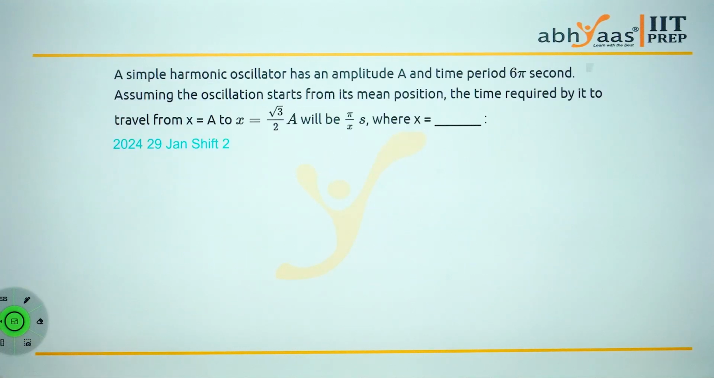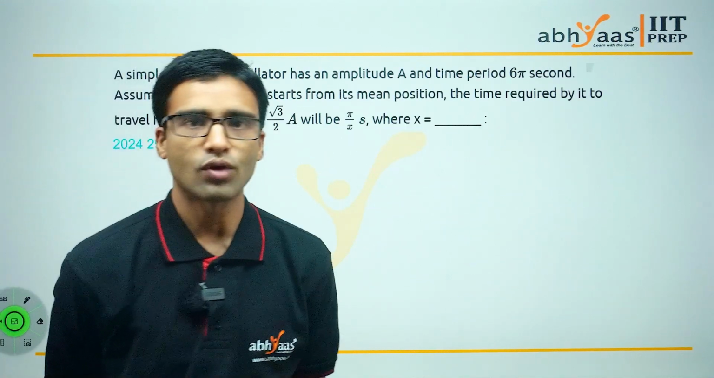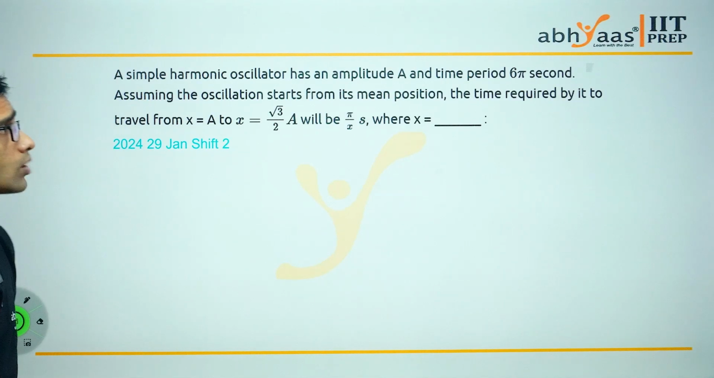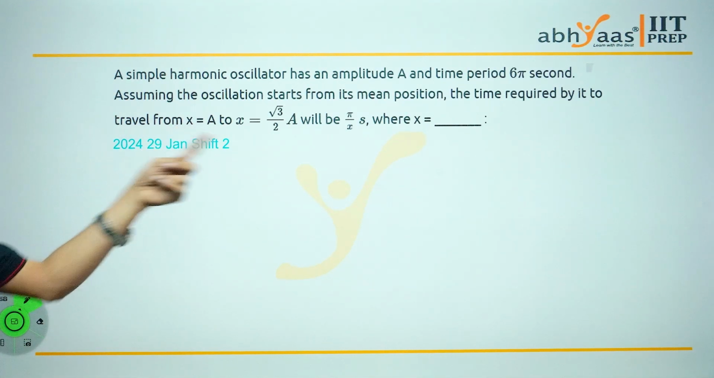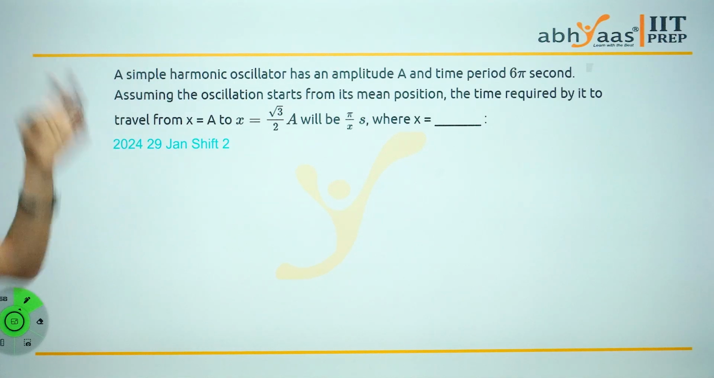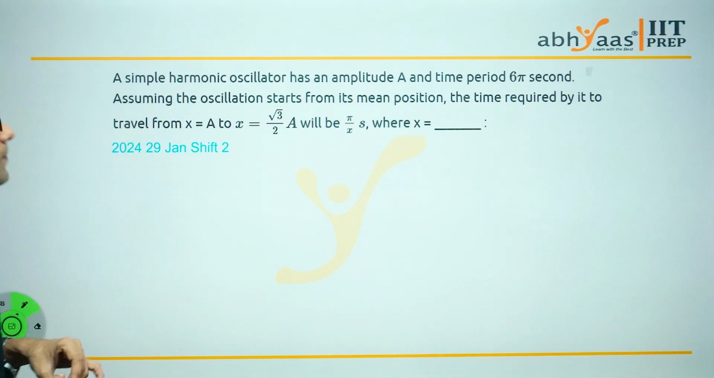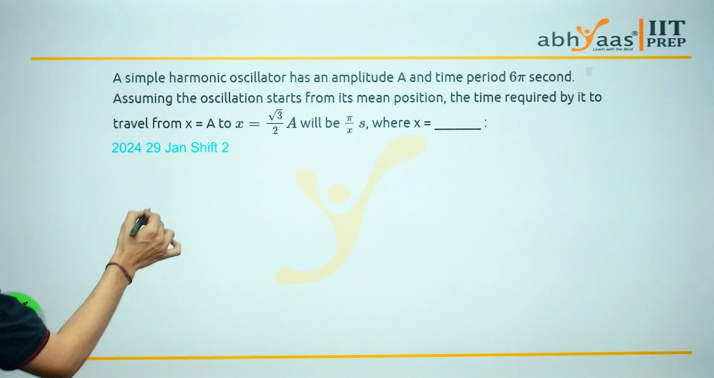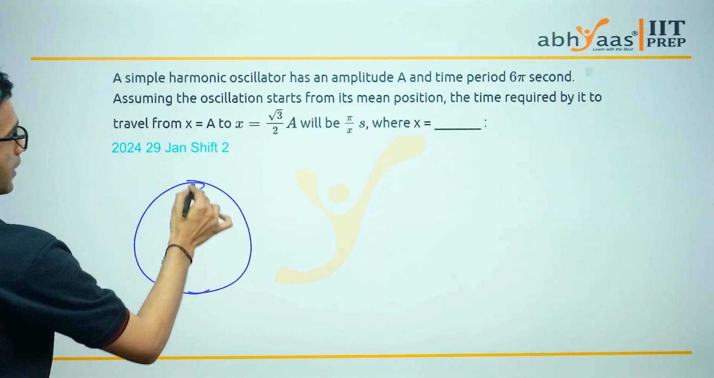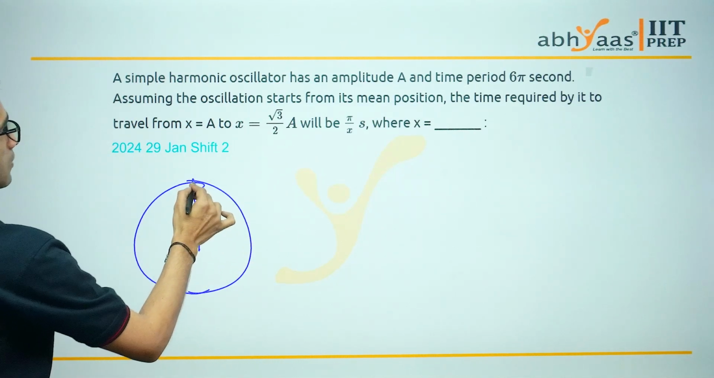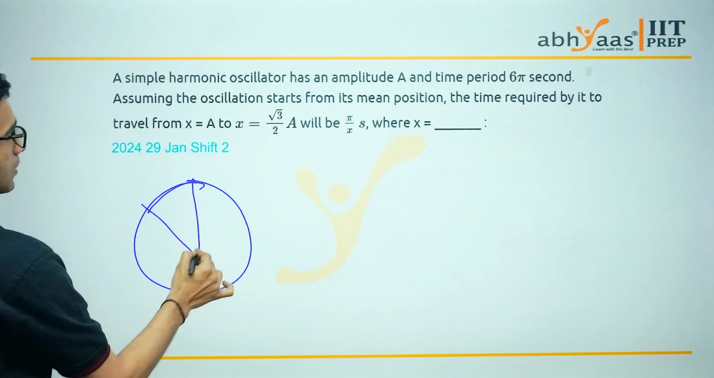Okay, now going to the next question. In the next question, there is a simple harmonic motion with amplitude given and time period given. The time required to move from this place to that place is pi by x. He has given a simple harmonic motion of amplitude a and time period 6 pi seconds. It has to traverse from its mean position to the other position, that is root 3 by 2 a.